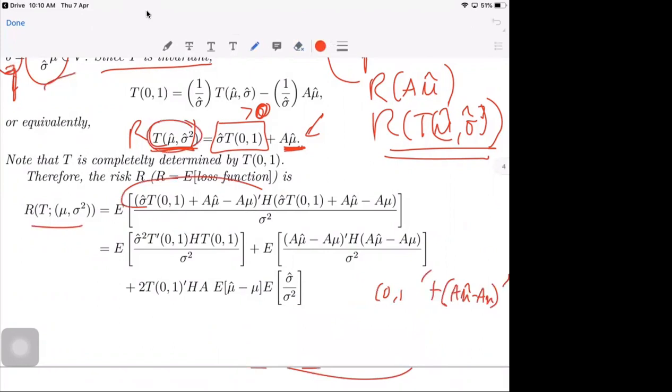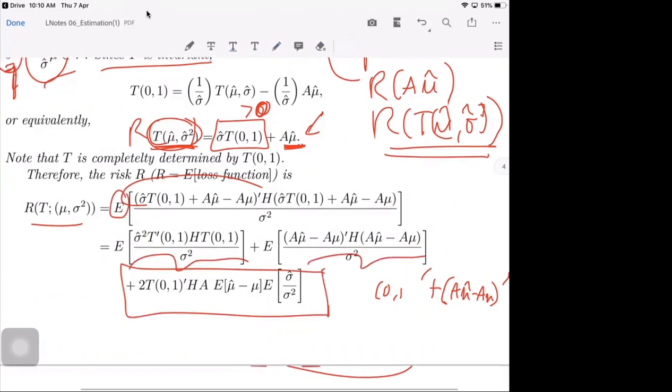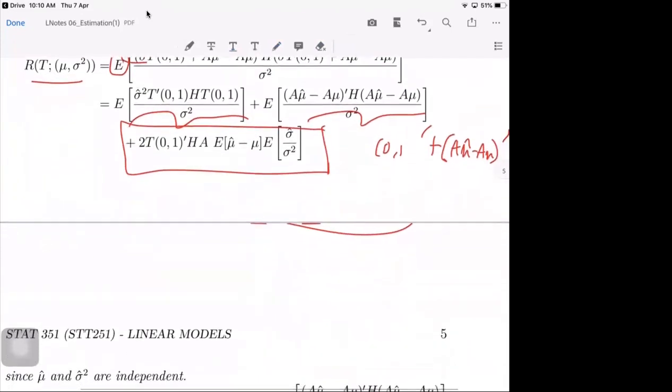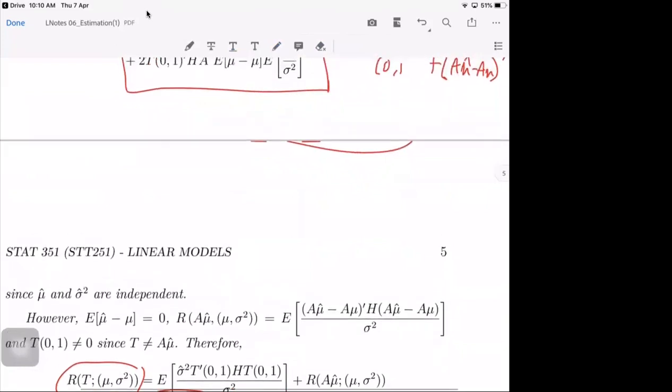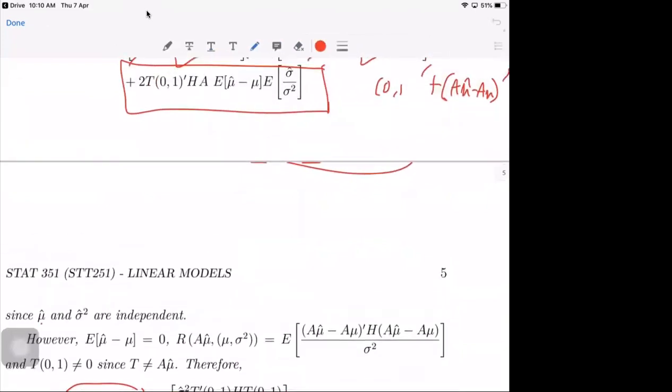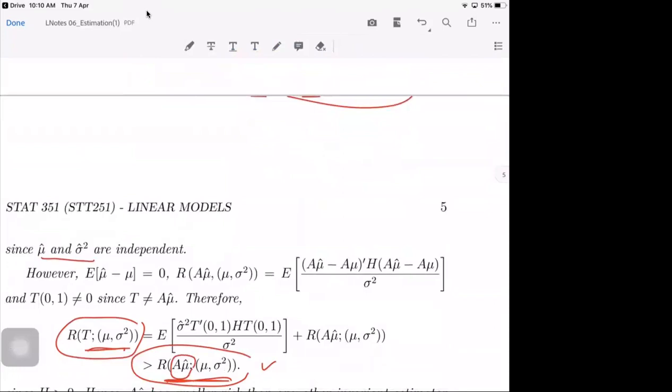So, and get the expectation. This is the first term and the second term, and this is the middle term. No? They are two terms that look alike. Okay. So, after simplifying that, and we know that mu hat and sigma hat square are independent. We have shown that in chapter 3, chapter 5, that they are independent.